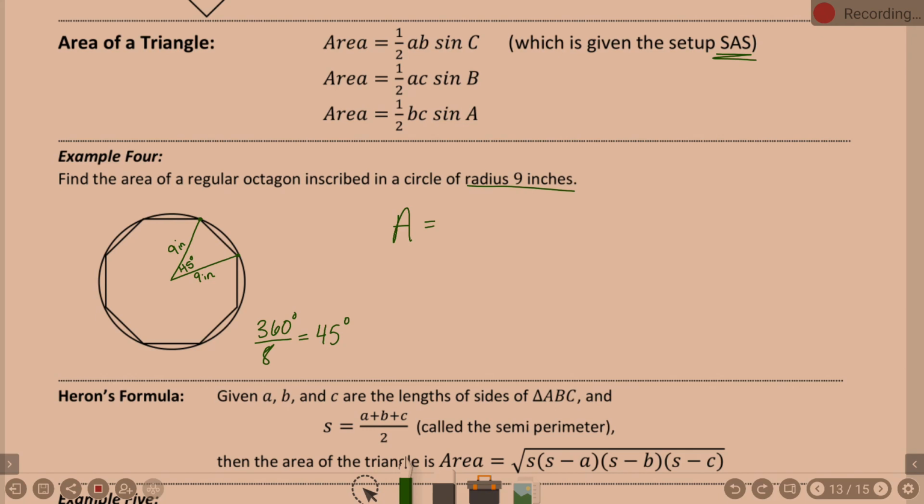With this in mind, what are we doing? We're doing 1/2 times side, so that's going to be 9 times 9 times the sine of the angle between those, so times the sine of 45 degrees. Now, what's that going to get us? Not a number, but in words, what is that going to get us? The area of the triangle.